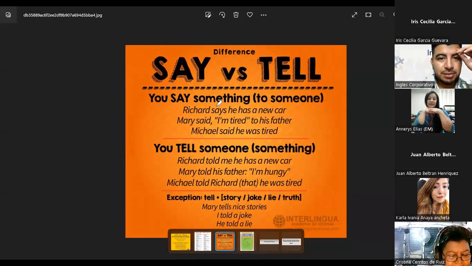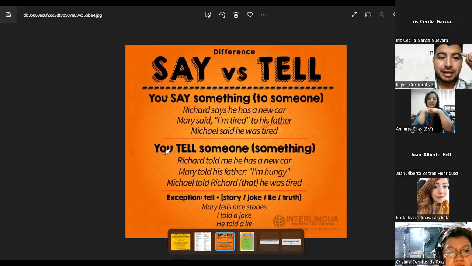You say something to someone. Tú le dices, digamos, algo a alguien. En cambio, aquí tú le dices a alguien algo. Aquí está el orden. Richard says, Ricardo dice, ¿qué dice algo? Que él tiene un nuevo carro. Aquí se lo dice a muchas personas. Pero aquí dice, Mary said, Mary dijo, estoy cansada. O sea, dijo algo, está cansada. ¿A quién se lo dijo? Al someone, a su papá.